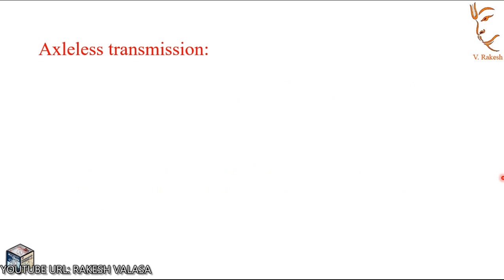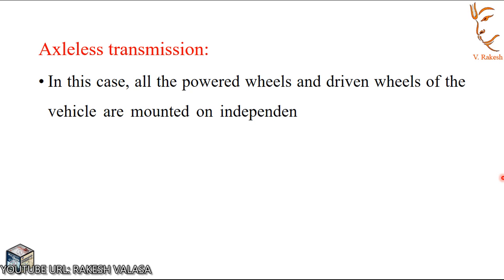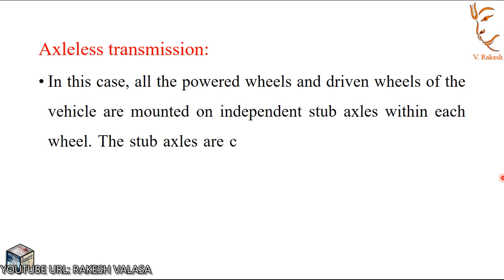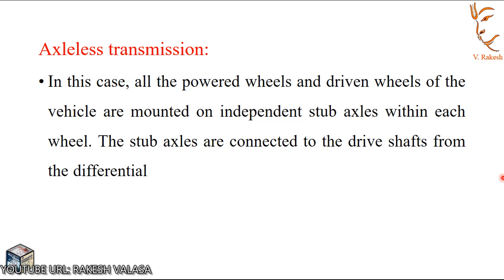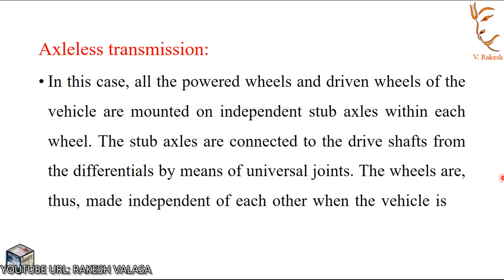Next one is axle-less transmission. In this case, all the powered wheels and driven wheels of the vehicle are mounted on independent stub axles. Within each wheel, the stub axles are connected to the drive shafts from the differentials by means of universal joints. The wheels are thus made independent of each other when the vehicle is in motion.